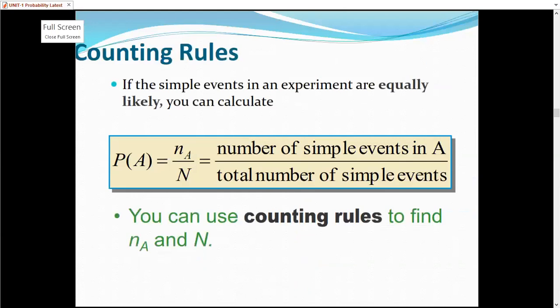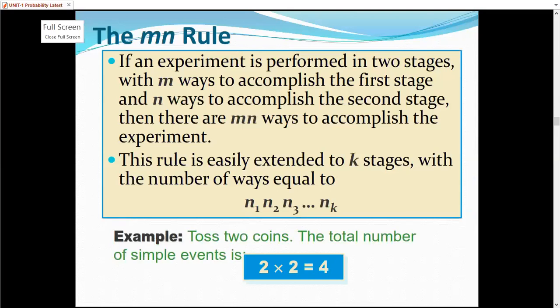So already you know the definition for probability, that is, the number of simple events in A by the total number of simple events. In general we write that as M by N. Now the MN rule: if an experiment is performed in 2 stages with M ways in the first stage and N ways to accomplish the second stage, then there are M times N ways to accomplish the experiment.